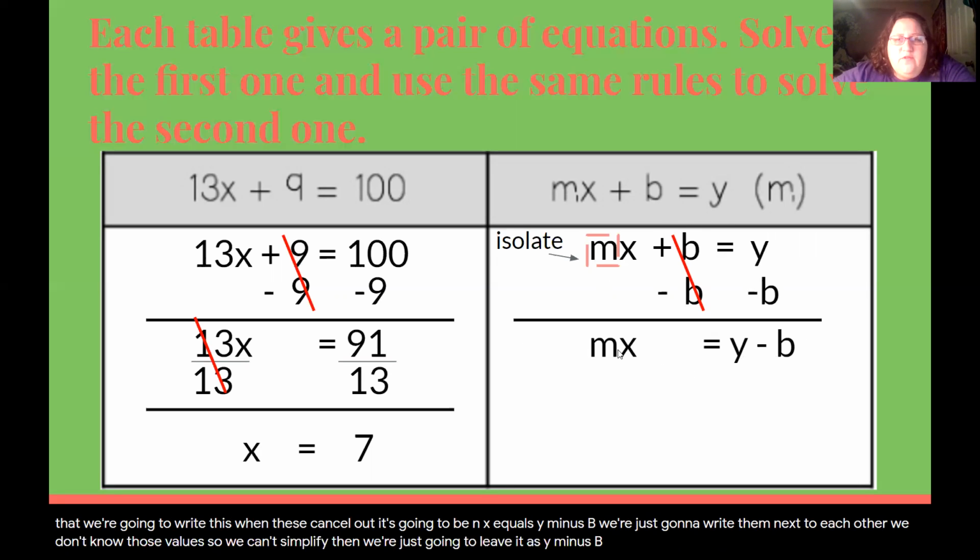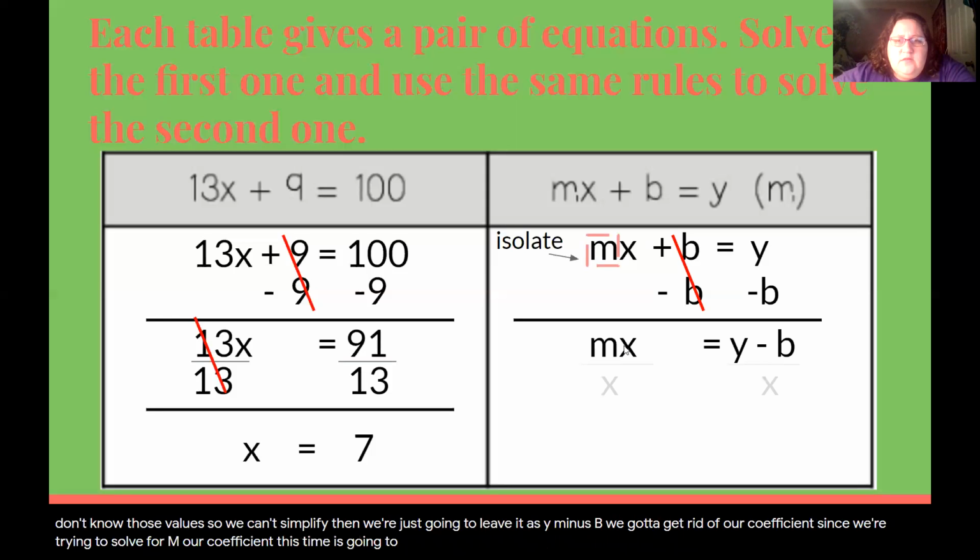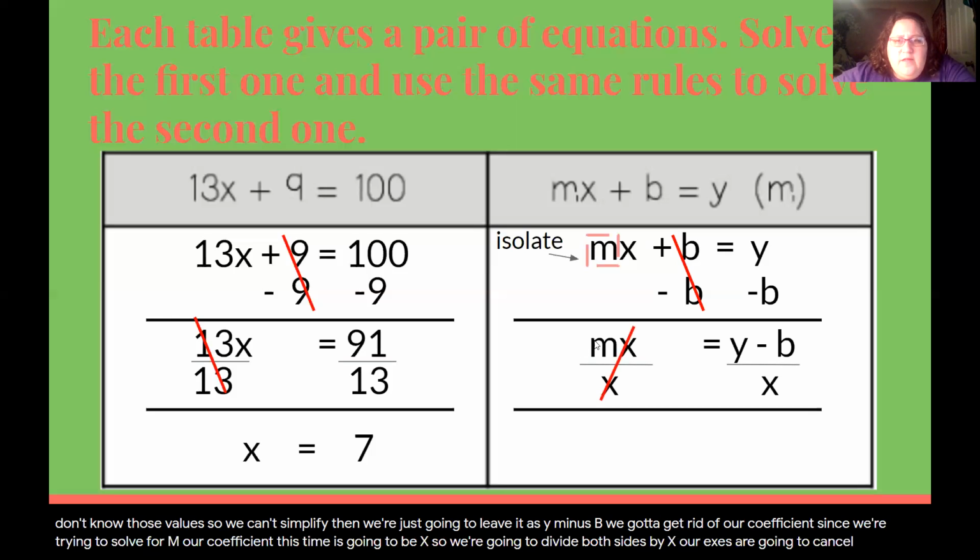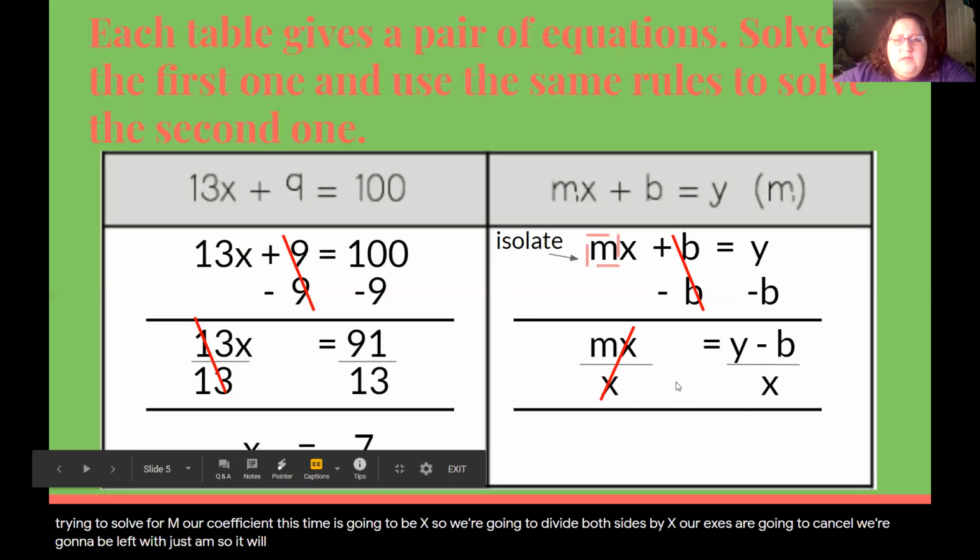Now, just like over here, we have to get rid of our coefficient. Since we're trying to solve for m, our coefficient this time is going to be x. So we're going to divide both sides by x. Our x's are going to cancel. We'll be left with just m, so m will be isolated, and we're going to be left with all this on the other side. So m equals y minus b over x.